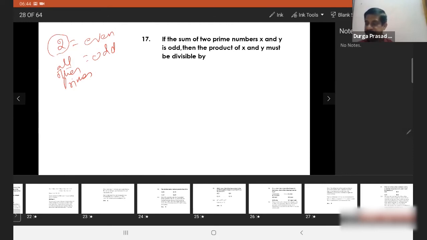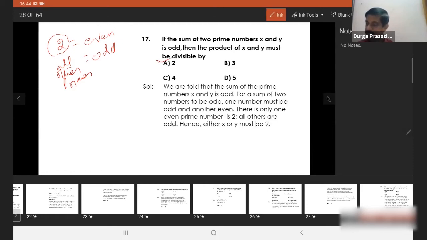Then the product of x and y must be divisible by 2, isn't it? Odd into 2 is even, so it is divisible by 2. So option is A. It cannot be divisible by 4. If the other odd number is 3, then it is divisible by 3, otherwise it need not be. Therefore, it is not compulsory. 4, not possible at all. 5 is possible only if y is 5; if y is 3, it is not. But this is unconditionally true. Therefore, option is A. Please note it fast, quick.